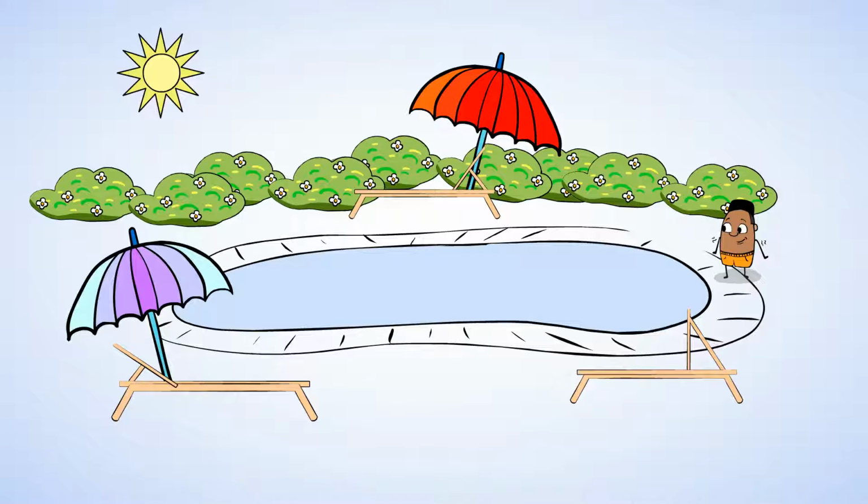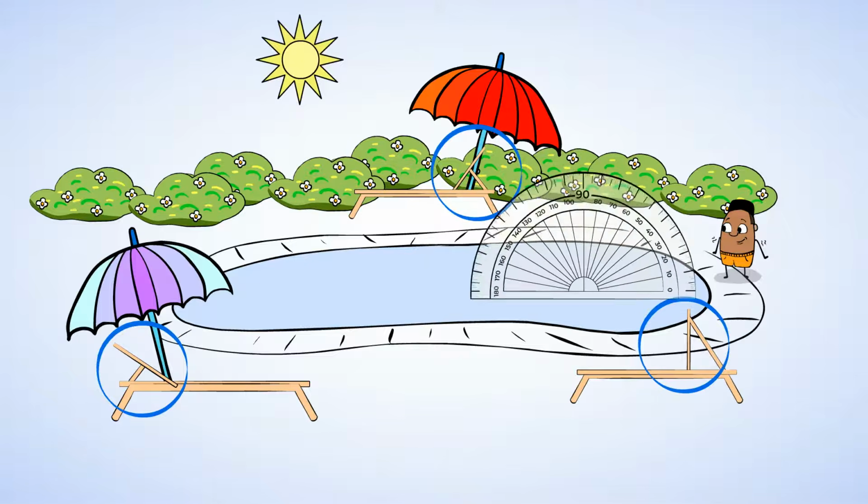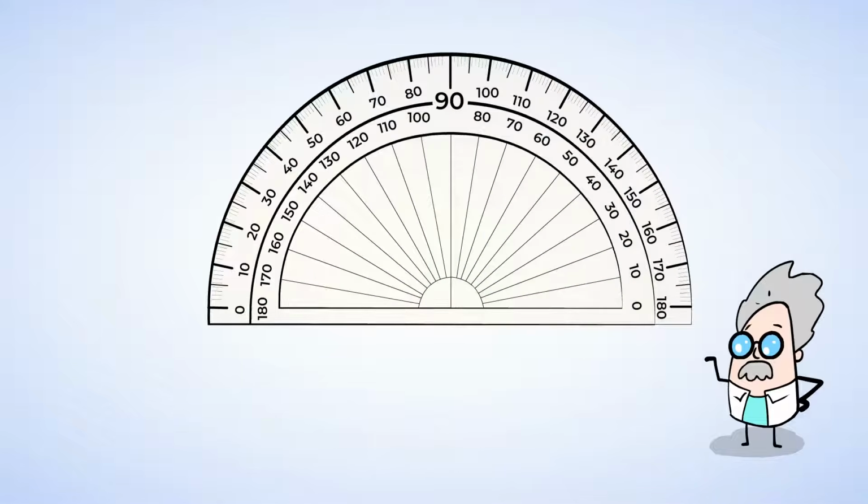It's pool time! Have you ever noticed when enjoying the sun by the pool that the lounge chairs around the pool are all set at different angles? How do you think we could find the measure of those angles? I'll tell you, we can use a tool called a protractor. Take a look, this is an example of a protractor.